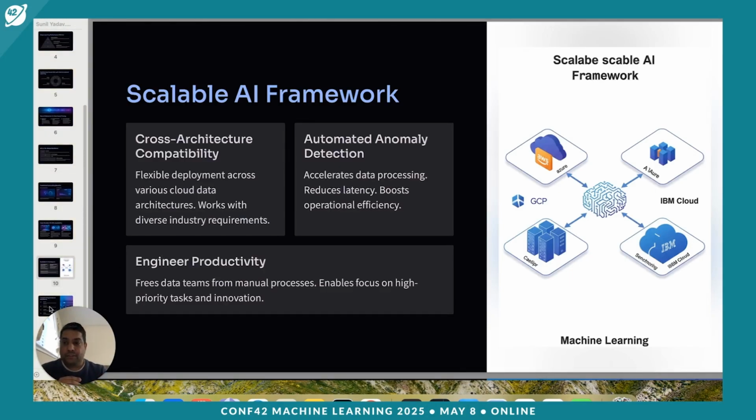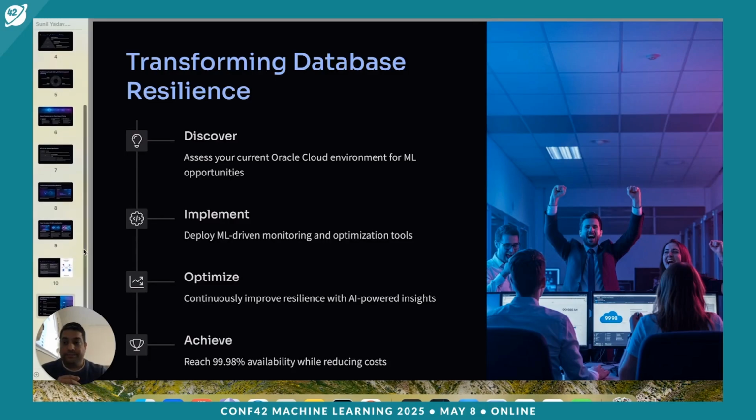Now, coming to the last topic of the discussion: transforming database resilience. There are four steps to it. You discover the problem, identify the pattern, and implement the solution using deployed machine learning driven monitoring and optimization tools. Then you optimize what you have learned from there. And then you achieve your 99.98% availability while reducing the overall running cost of the entire enterprise architecture solution.